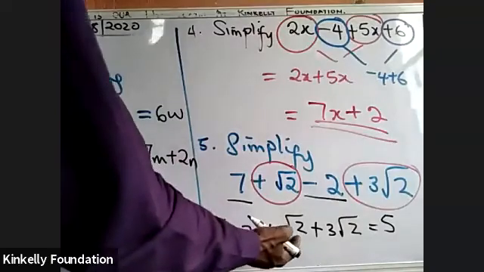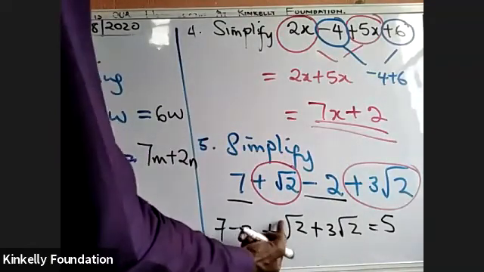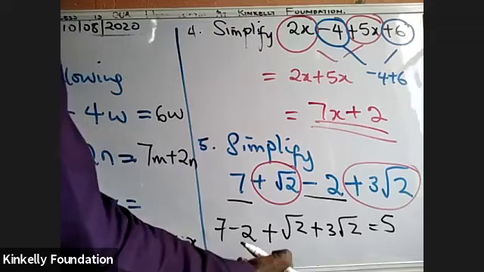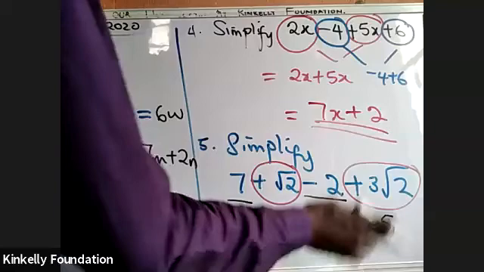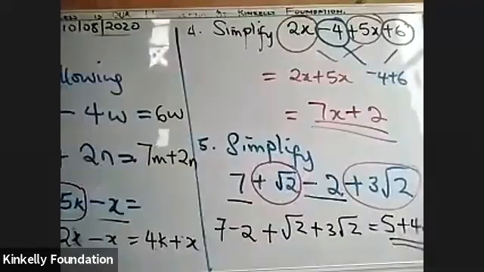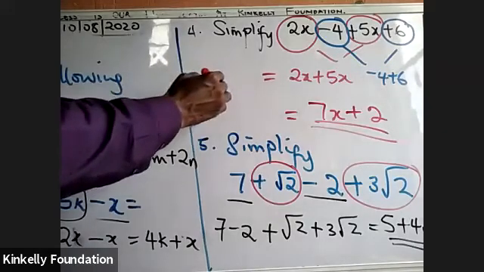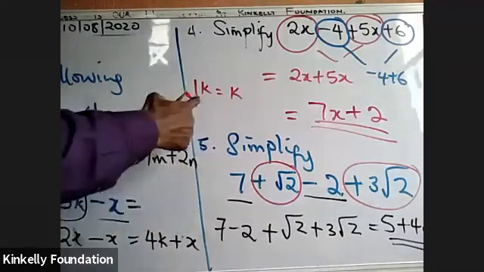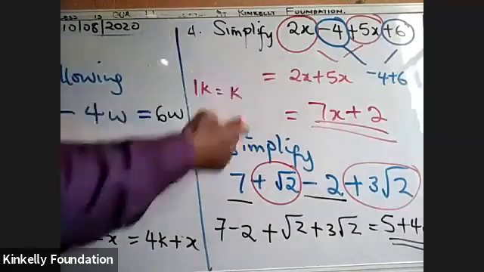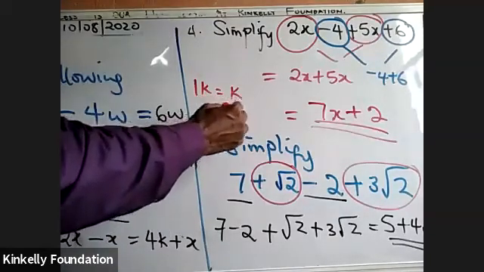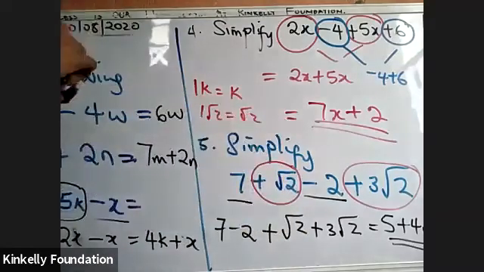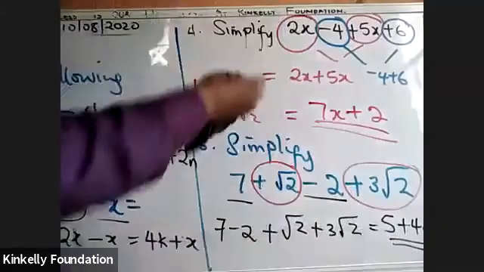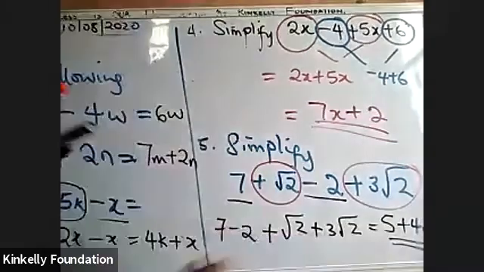Root 2. This is 1 root 2. Root 2 is just 1. So 1 plus 3 of that root 2 gives us what? 4 root 2. Remember we said that 1k is the same as k. So 1 root 2 is the same as root 2. So take note of that. Now, this is the answer to this question.